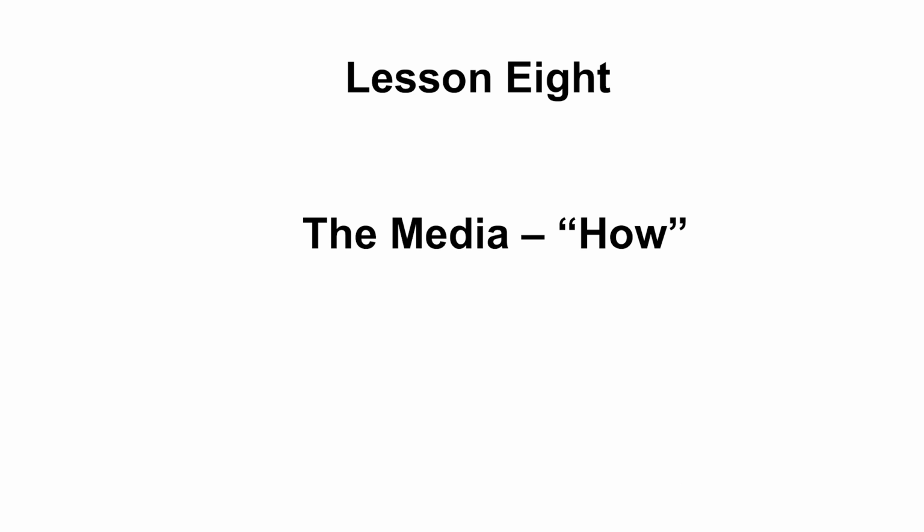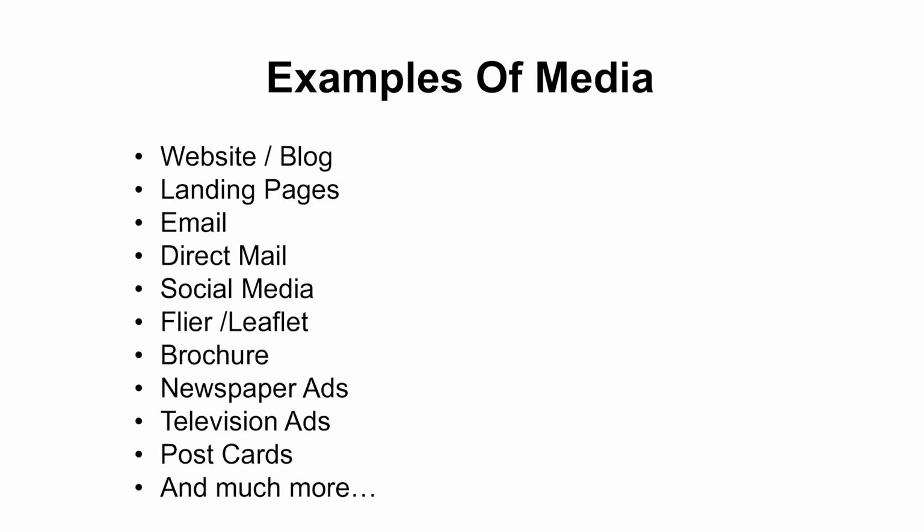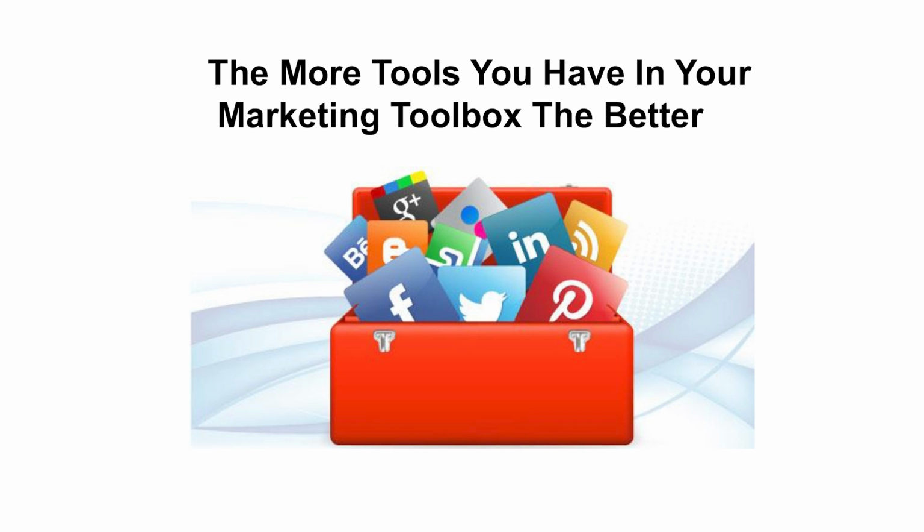Lesson 8, we talked about the media, the how. And we want you to think of your media as a marketing toolbox. These are some examples of the different things that you can have inside your media compilation. Your website, landing pages, email, direct mail, social media, flyers and leaflets, brochures, newspaper ads, TV ads, postcards, and so much more. And the more tools you have in your marketing toolbox, the better.